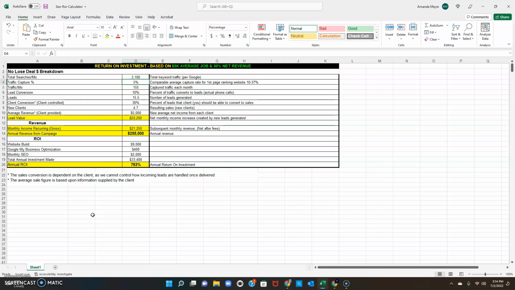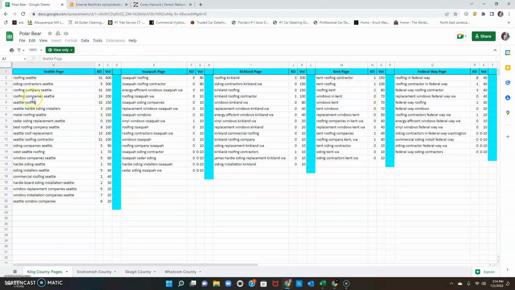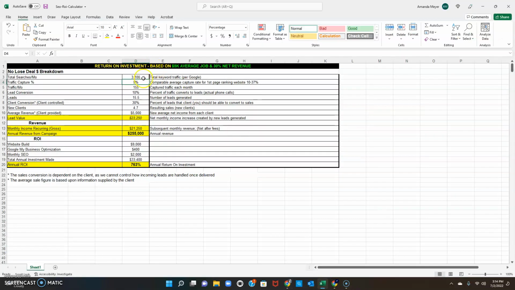Now, how this works is like this. This is where I enter the total volume of all of the keywords combined. Like I was saying before, I need to get a grand total for all of the volume for every keyword that I have decided I want to target. That number goes here. So for purposes of demonstration, let's say it was a 3100 volume total for all of those keywords.